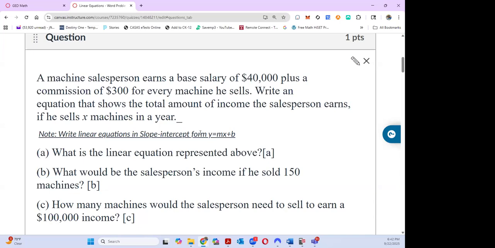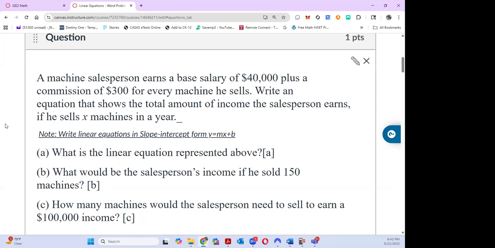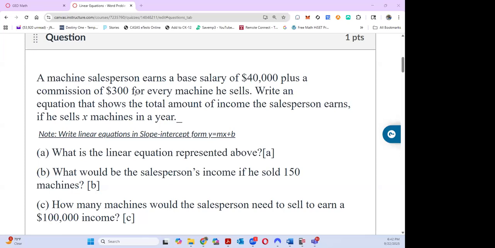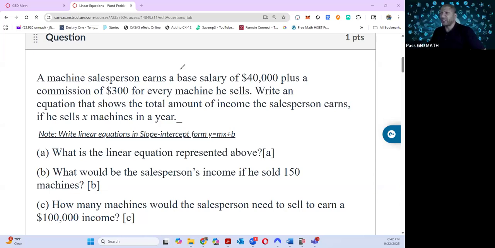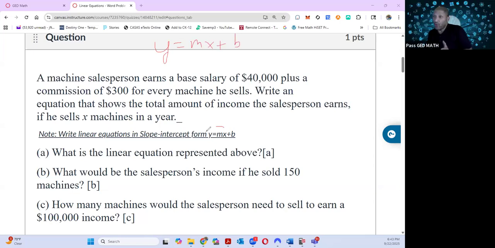I can smell it. Because you're sitting there saying, I'm not sure. Do we know that the base salary is not going to change? What? Say that again. We know the base $40,000 salary is not going to change. That's the base salary. So if we know that the equation must be y equals mx plus b, and this is not going to change, is that the m or is that the b?